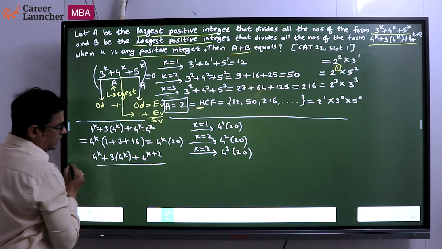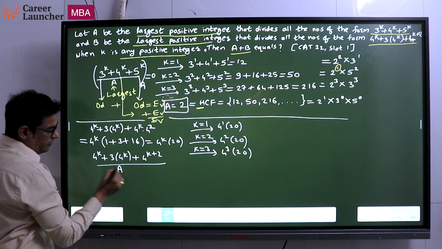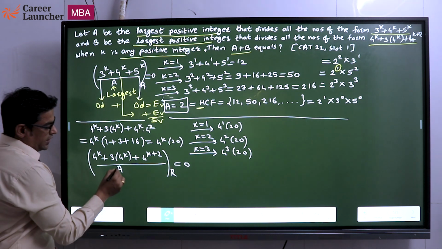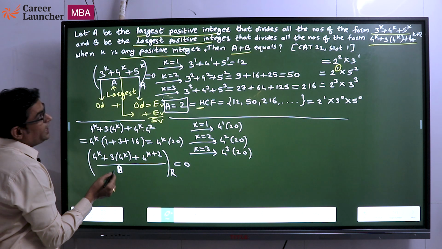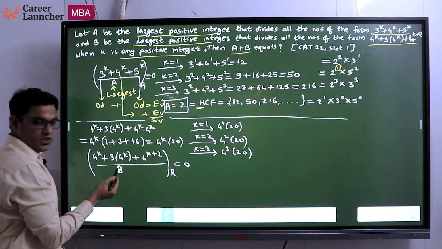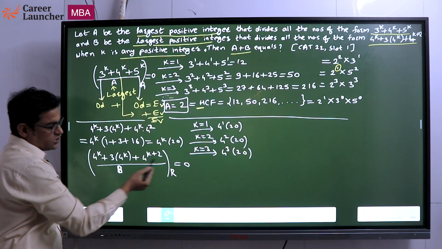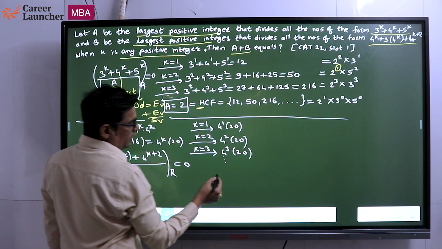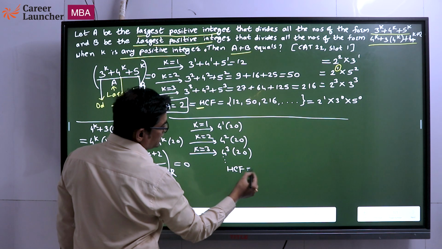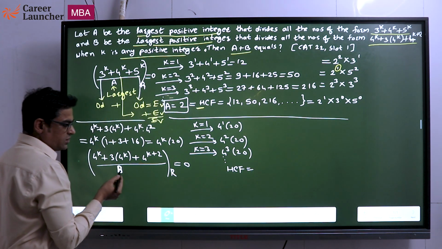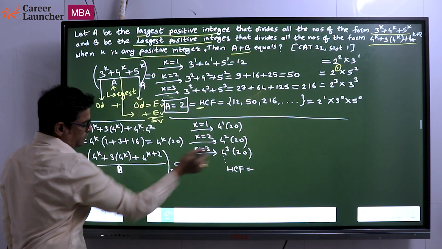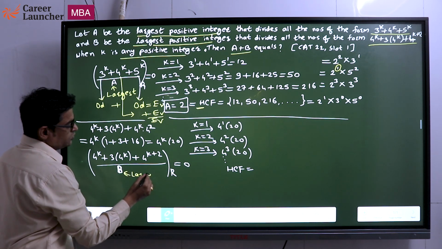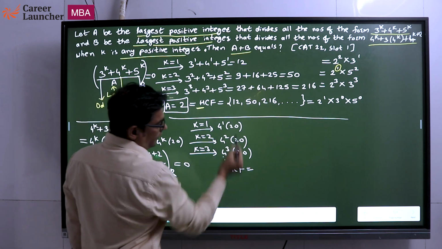So if I want B as a number which should be able to divide this, I can say that the remainder must be 0. Let's check it out. I want the largest positive value of B which divides all these numbers, isn't it? I want to calculate the HCF, highest common factor or greatest common divisor, of all these numbers, and I want to find out its largest value. So let's find out the HCF of all these numbers.